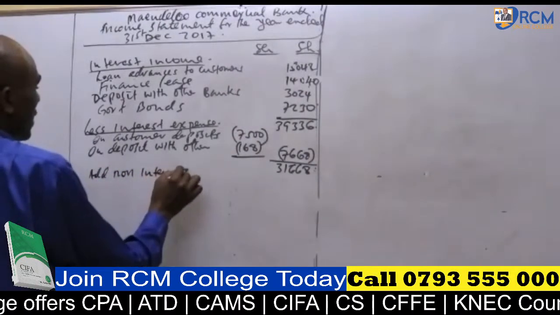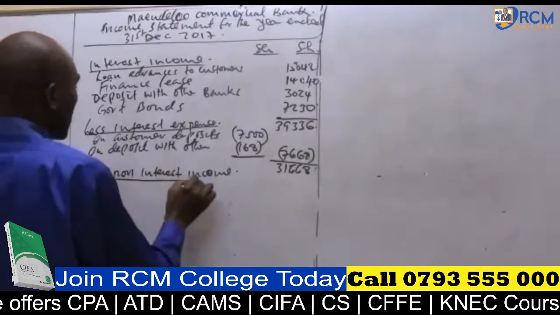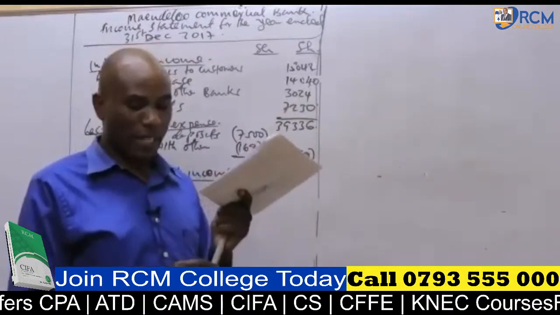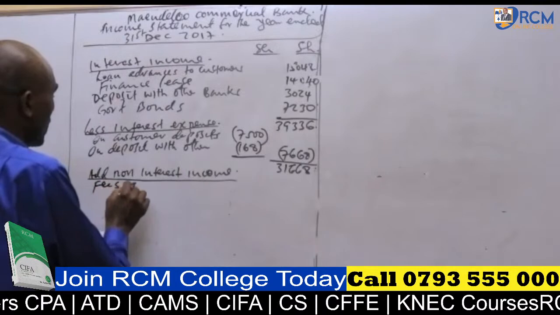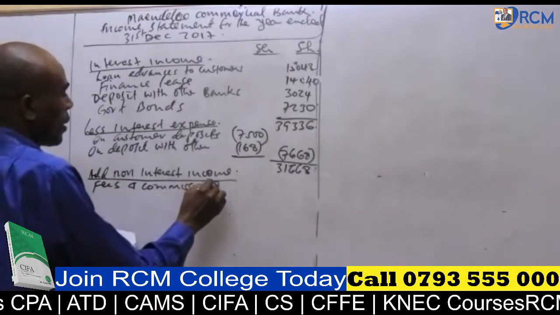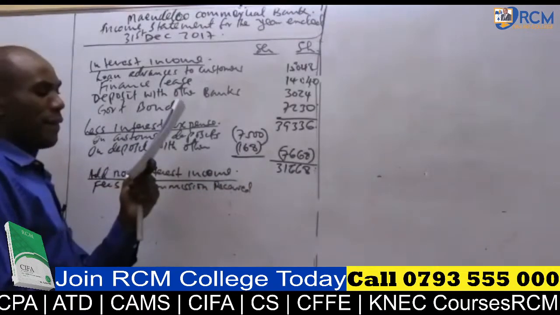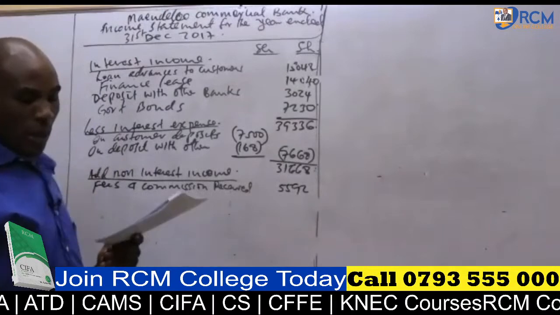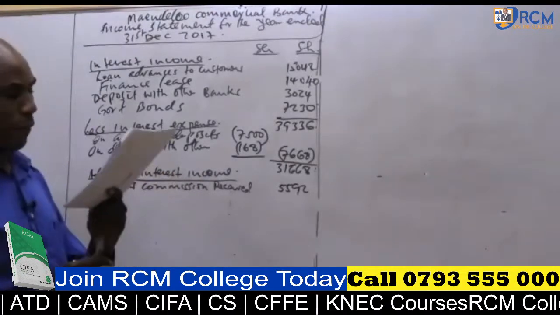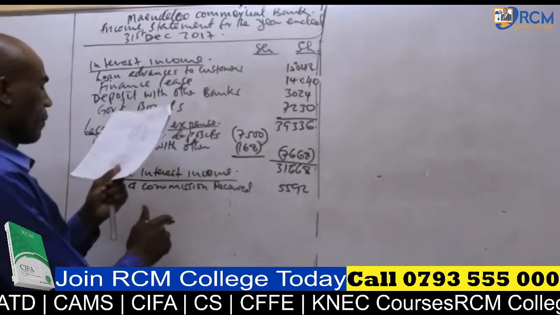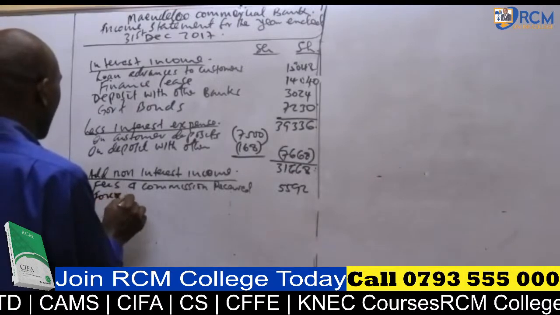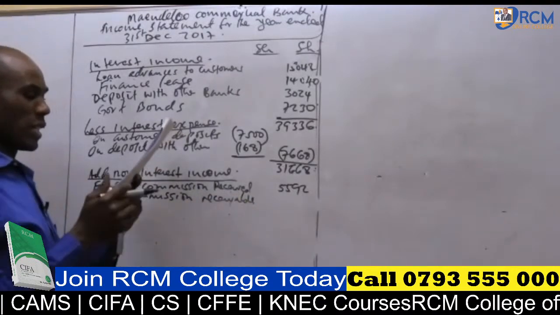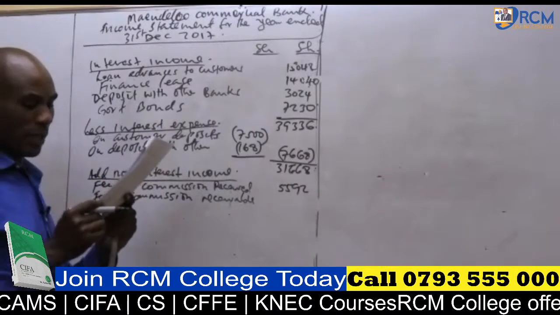Non-interest income. We just check from the question what the non-interest incomes are. We have fees and commission received, which we have as 5592. Then we have forex commission receivable. It is 330.